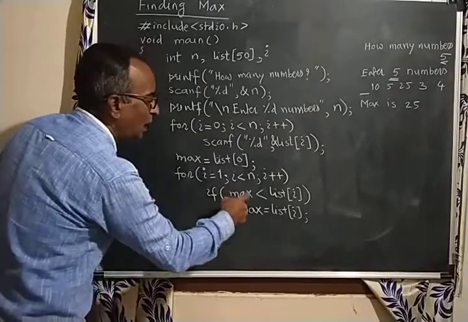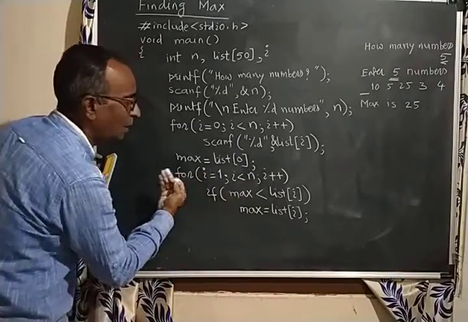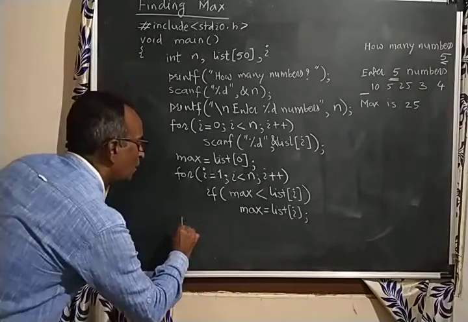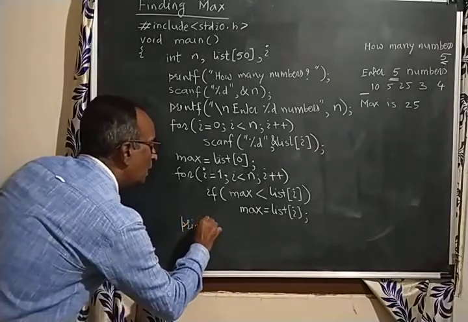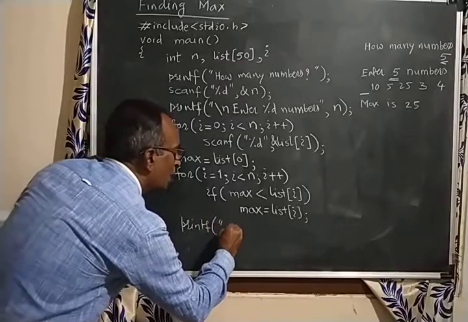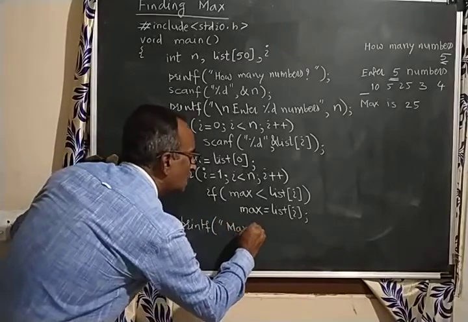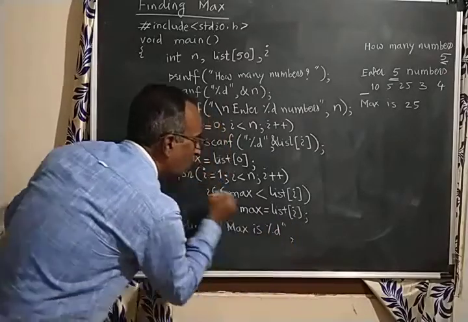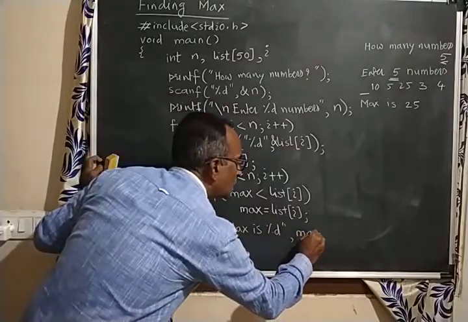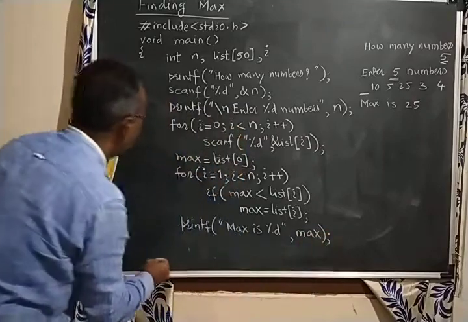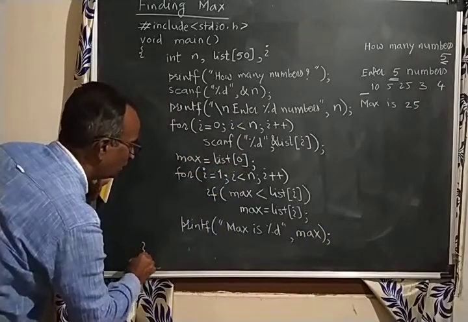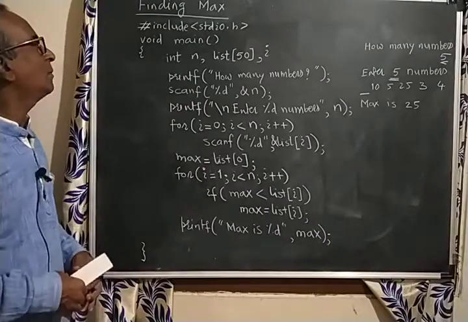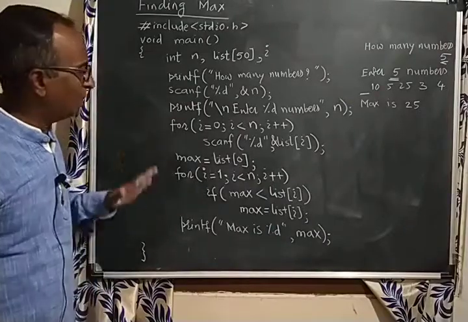So I am setting max here in this loop. Whenever it comes out of loop, I'll have maximum element in max. So I'll say printf max is %d, where my max is in max. That's it. Your program is ready. So this is one way of writing how to get maximum.